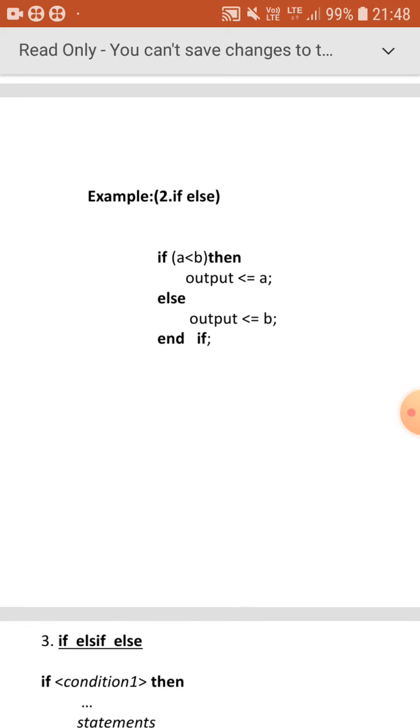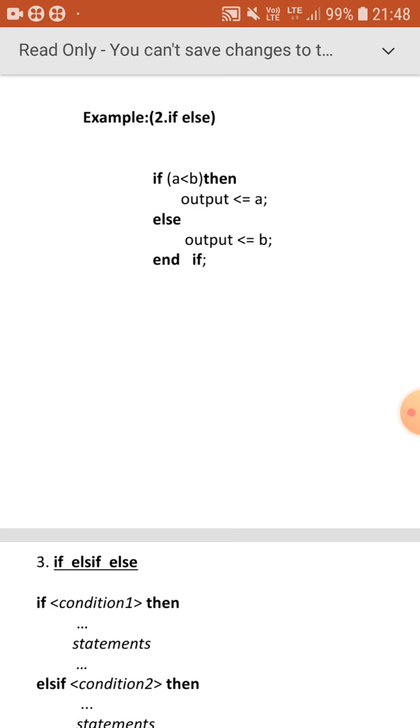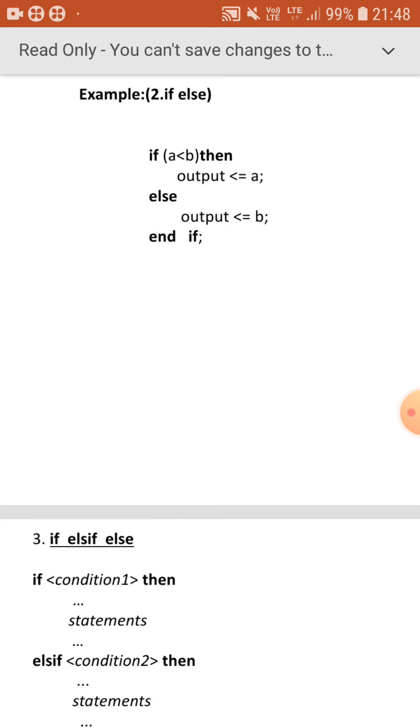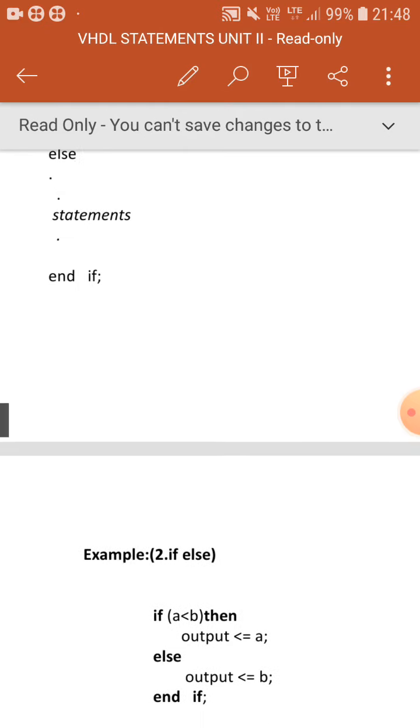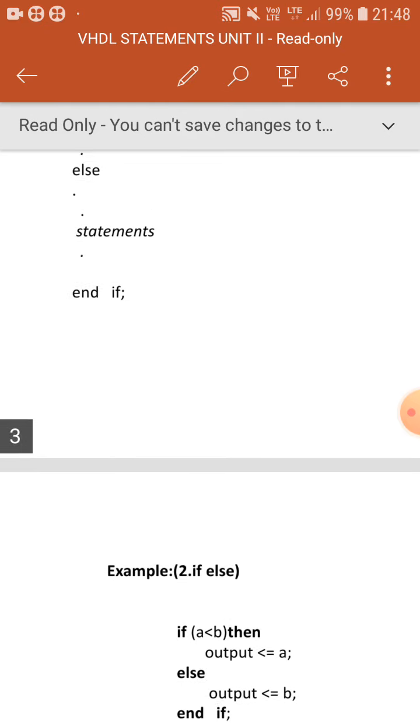So if a is less than b, the condition is true, then it will execute output less than equal to a statement. So a is assigned to output. If the condition is false, that is a is greater than b, then it goes to else. Here output is equal to b. So b is assigned to output. In the last line you have to write end space if. This is the syntax for if else statement.